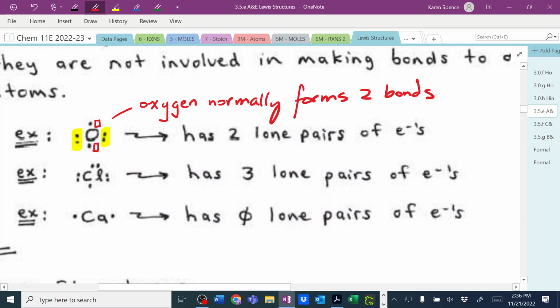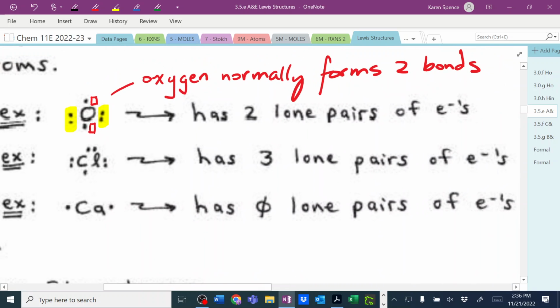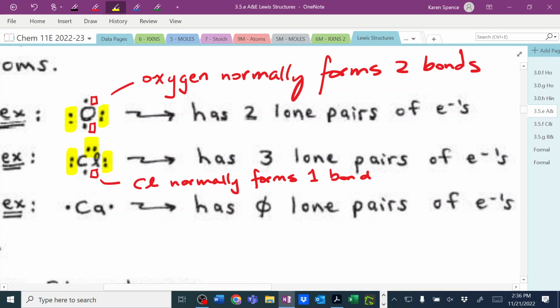How about chlorine? Take a look at chlorine's Lewis dot structure. It's got 1 little box there. That means that chlorine normally forms 1 bond. And it has 3 lone pairs, which is here, here, and here. Calcium has 0 lone pairs of electrons because nothing's paired, right? They're separate from one another.